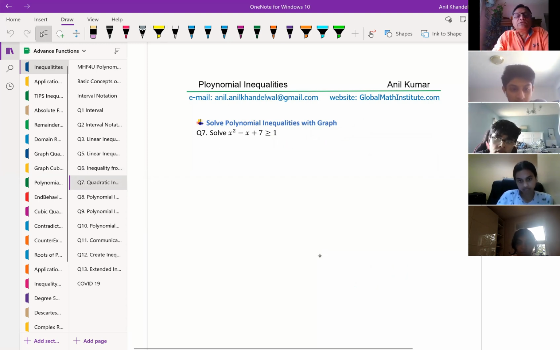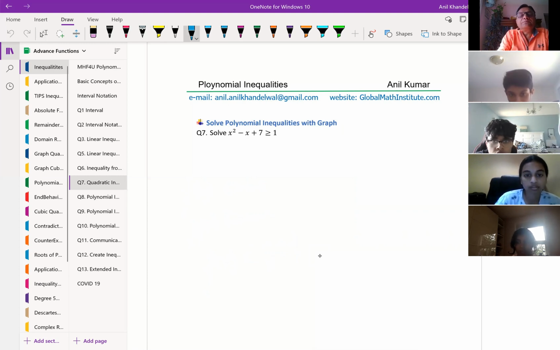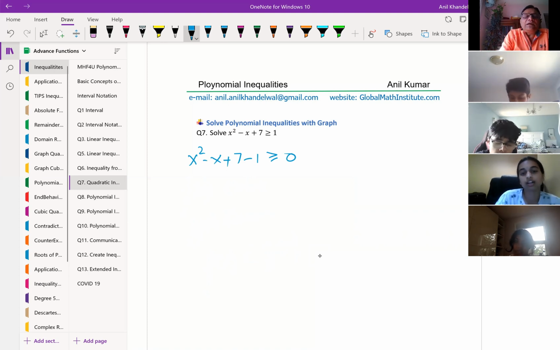Last question. Okay, question number 7. Ankita, can you please solve this question? x squared minus x plus 7 greater than or equal to 1. How will you do it? I think you first take the 7 to the other side. So x squared minus x. We will rather bring 1 to this side so that we have a quadratic inequality. We'll factor this and use a graph or interval table to solve.